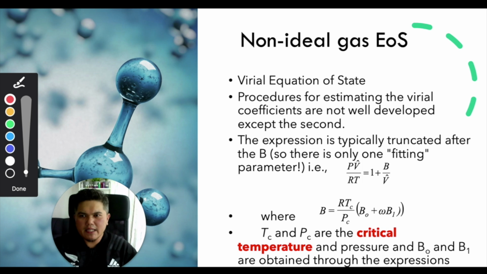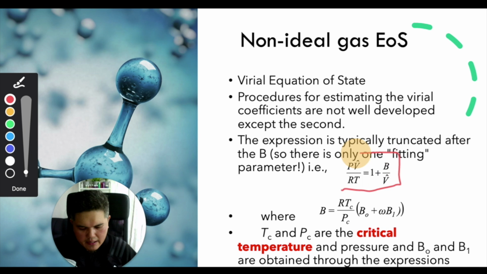So the virial equation of state is what we call as one of the non-ideal gas equation of state, and it is used to estimate the virial coefficient which are not well developed except the second one. What does it mean by the second one? So this is the second one. So the C and D are not well developed. So they just use truncated after B. So we only use this particular equation in order for us to estimate the gas behavior, especially the mixtures at non-ideal gas situation.